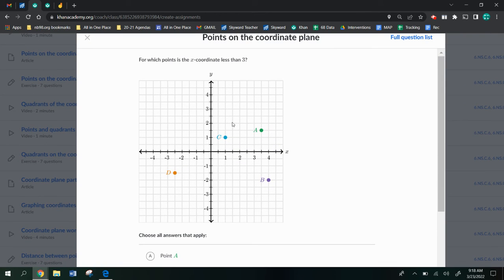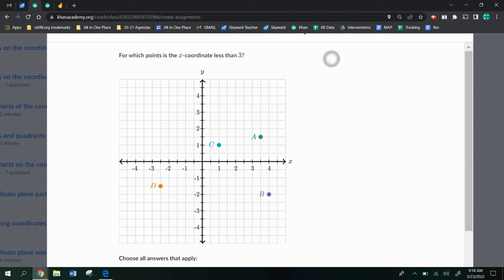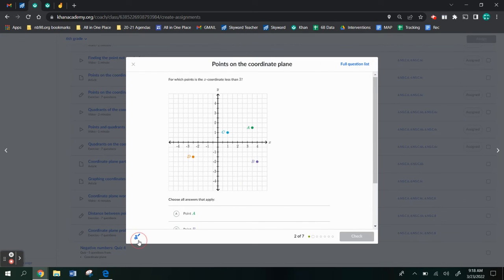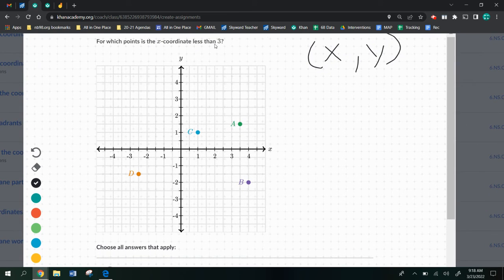For which point is the x-coordinate less than 3? So where is x less than 3? I know that my points, I can write on this, it's always x, comma, y. But they're saying that x has to be less than 3. So when I move to 3, so let's say I had a point that was 3.